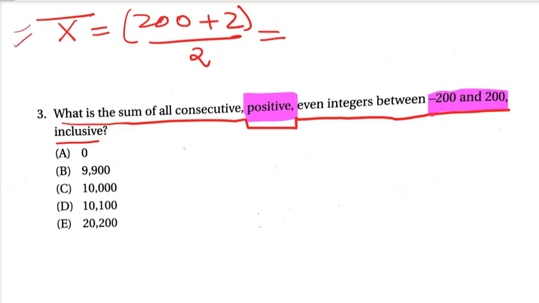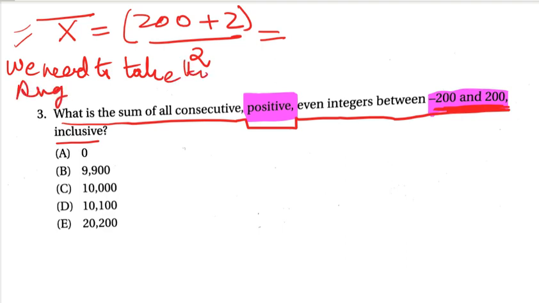So what I am trying to say is that we need to take the average of all the terms that we will find from here, and multiply it by the number of terms.